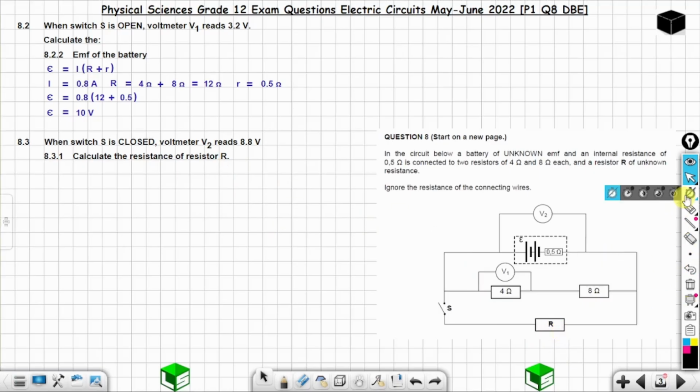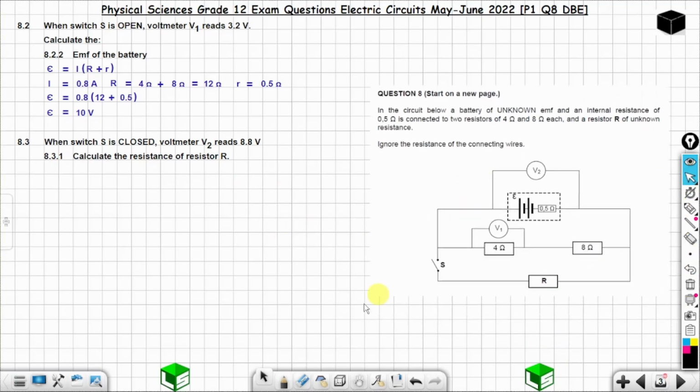Let me show you this. We can use this formula. Remember, switch S is closed. We are told the voltmeter across the battery is reading 8.8 volts. This is the external voltage, the voltage supplied to the external circuit. This is not the EMF. The EMF is 10 volts.